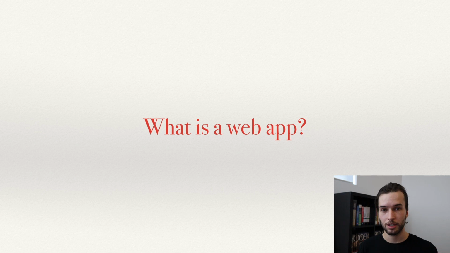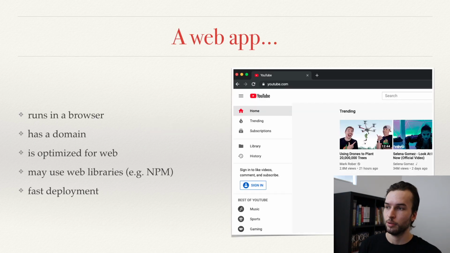And now let's look at what is a web app. Well, a web app is basically just a website. It runs in a browser, it has a domain, youtube.com, that's a web app. It's optimized for the web, of course, and it may use web libraries such as NPM, if you've ever heard of that. That's basically a huge collection of libraries you can use, often free, in your code to really boost development and make things go a lot faster.